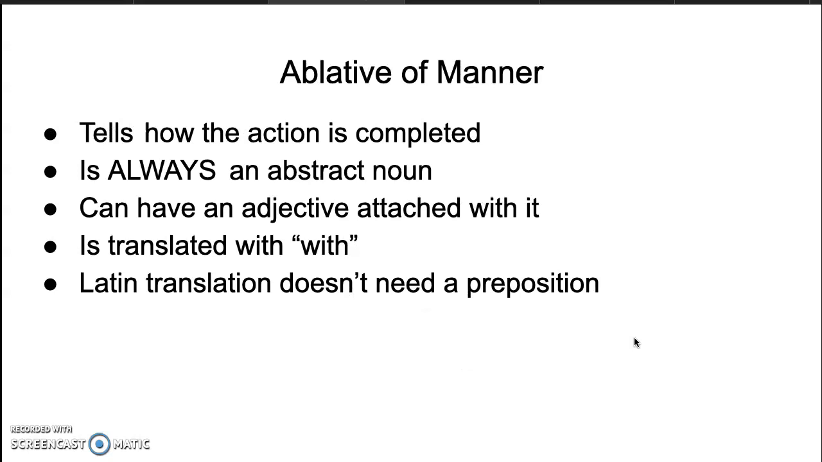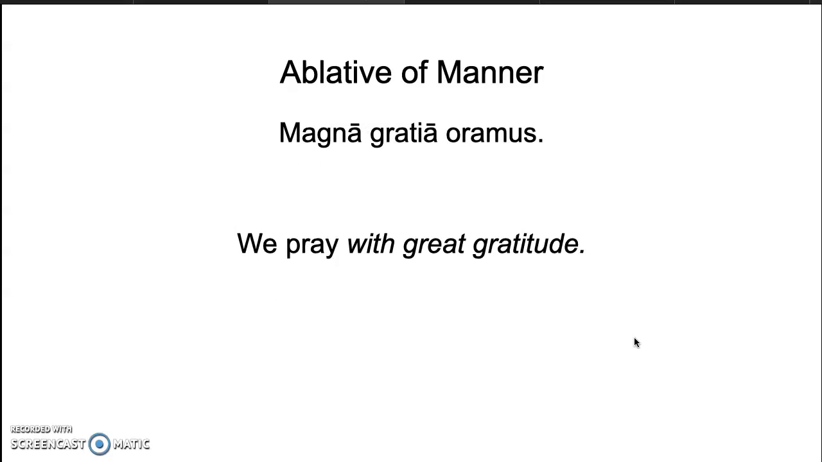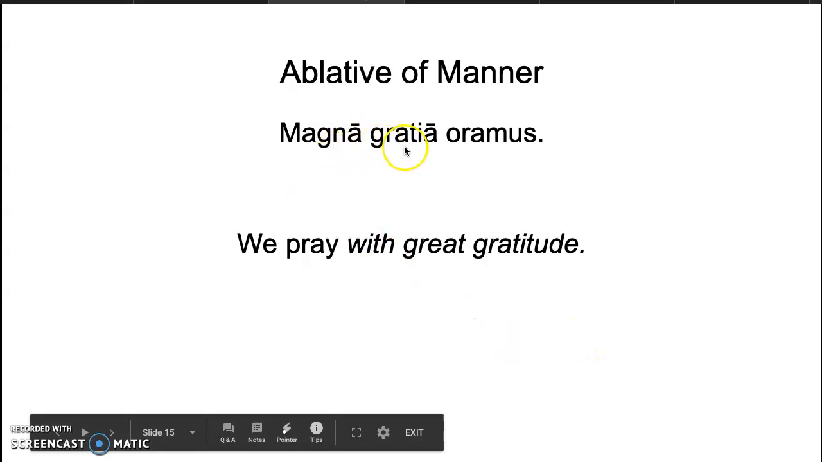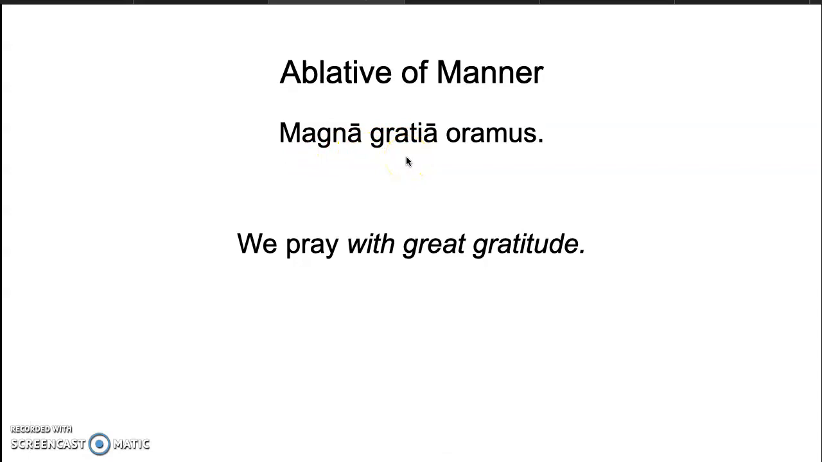It's always an abstract noun, which means you can't put your hands on it. It's usually an emotion or some type of noun that talks about emotion. It can have an adjective attached with it. It's usually translated with "with," and again, the Latin translation doesn't need a preposition. Let's look at some examples. Magna gratia oramus. We pray with great gratitude. And again, notice how the adjective is in the same gender, number, and case as the ablative of manner.